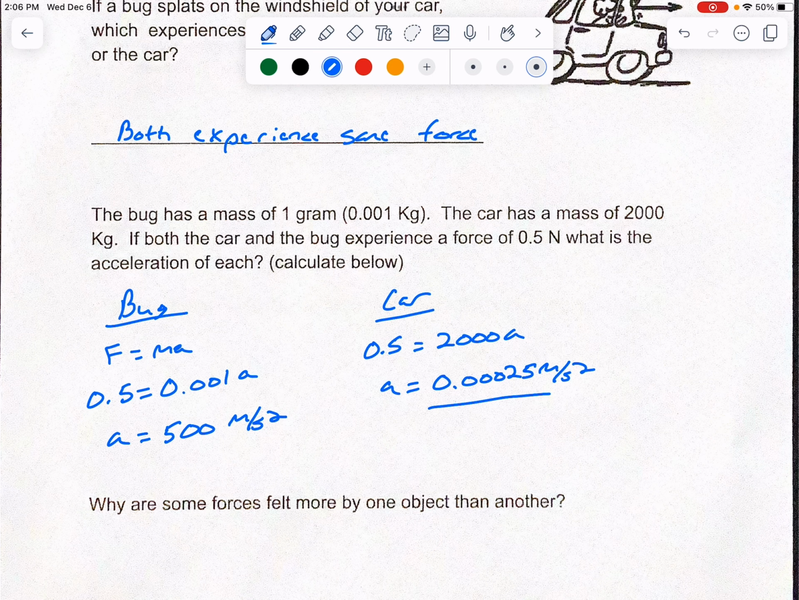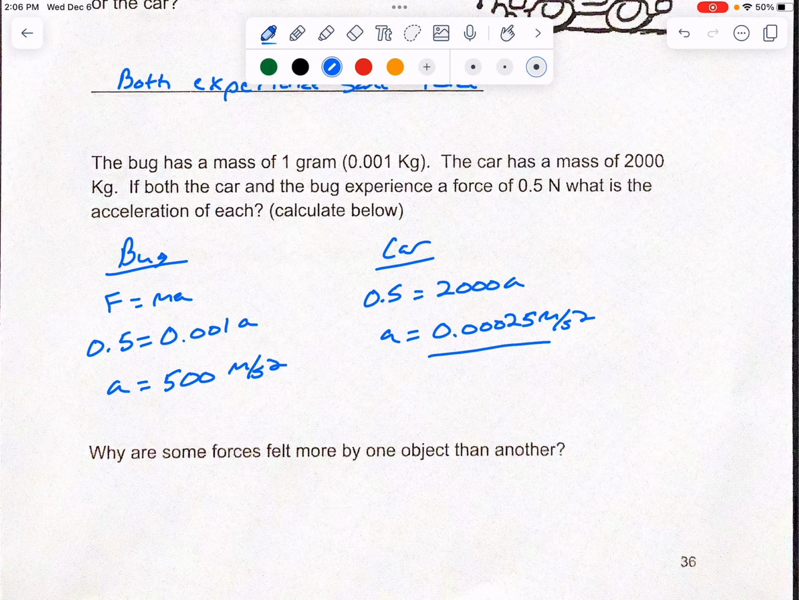Otherwise, that's a huge bug. And then the bug is going to accelerate backwards at 500 meters per second squared, which is why it goes splat. The bug's body cannot handle that amount of acceleration, so that's why things start to break down. Both will experience the exact same force, and both will change their velocities by some factor, but the car is going to change its velocity by very, very little. That's not really noticeable. Meanwhile, the bug is going to completely change its direction very quickly.